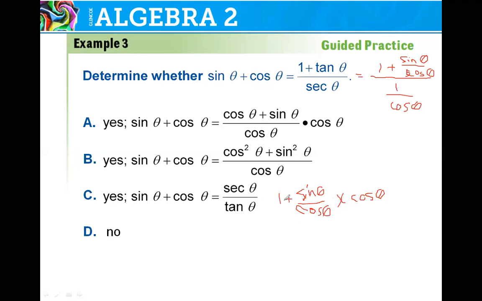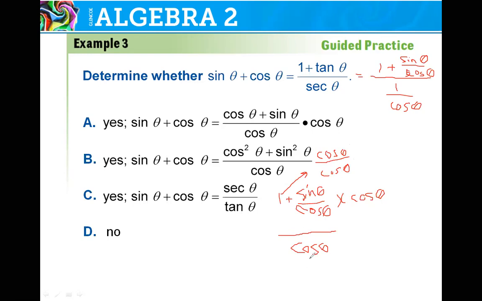So to finish this problem, I just take cosine as a common factor between 1 and sine over cosine. 1 becomes what? Change it into cosine over cosine. So if you change 1 to cosine over cosine, it means cosine over cosine plus sine over cosine.